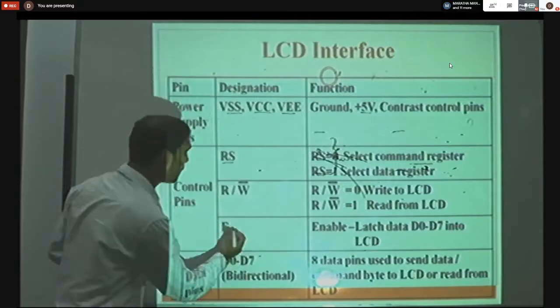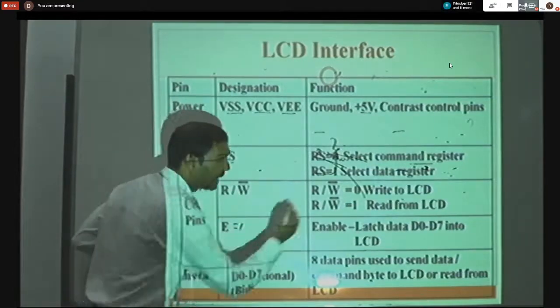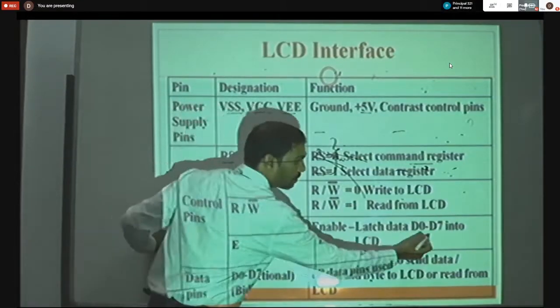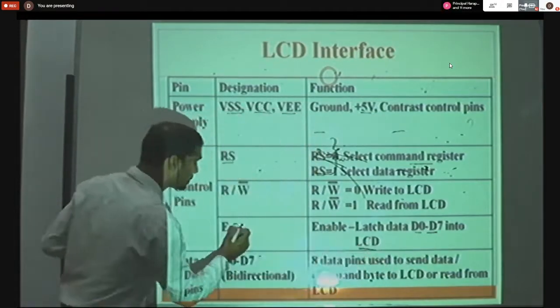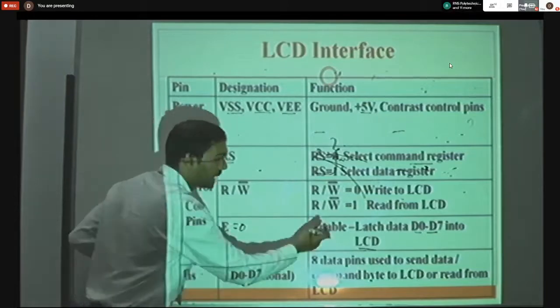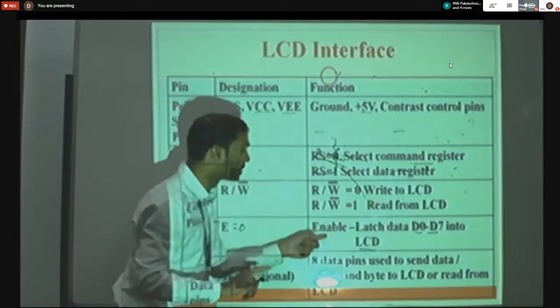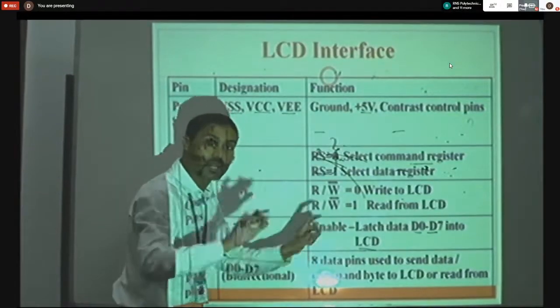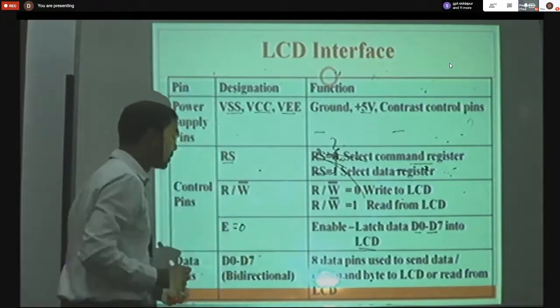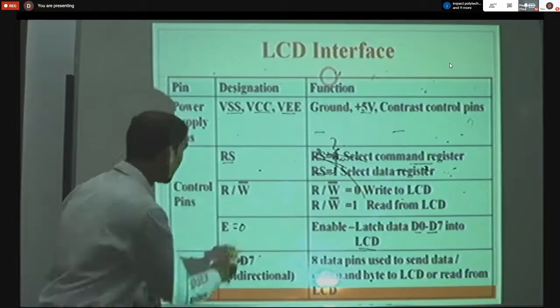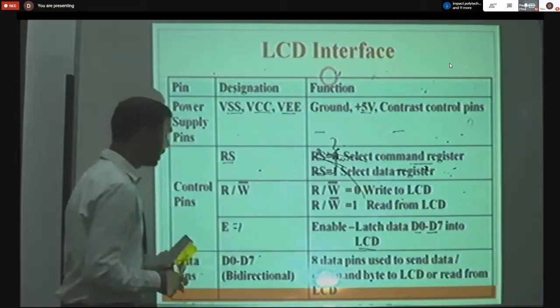This enable should always be 1. Then only it will latch the data inputs, that is D0 to D7, into the LCD. When enable becomes 0, it becomes disabled. It will not synchronize the data inputs into the display, so we can't read anything from the display. Totally it is off. That's why E should always be 1.